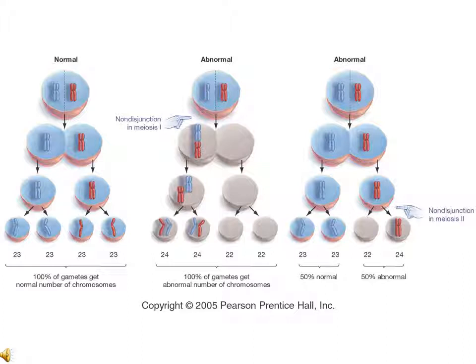Looking at this model to your left, you see what happens when you have a normal pair of chromosomes. The normal pair of chromosomes go through meiosis 1 and meiosis 2, and you go from 2N to 1N. A normal set of gametes are formed. Now look to your right, and we can see how failure of the chromosomes to separate either in meiosis 1 or meiosis 2 will result in gametes that are abnormal.